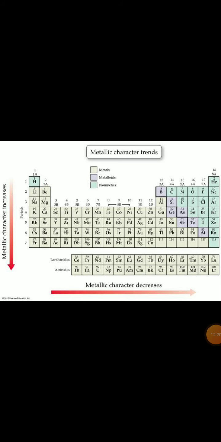Metallic character decreases across a period and increases down a group. As we know, moving from left to right, on the left hand side metals are present, right? Then the semi-metals and then the non-metals. So we can see that moving from left to right in a period, metallic character decreases. Metals become semi-metals and then non-metals, whereas metallic character increases moving from top to down in a group. Okay, so this thing we will remember.